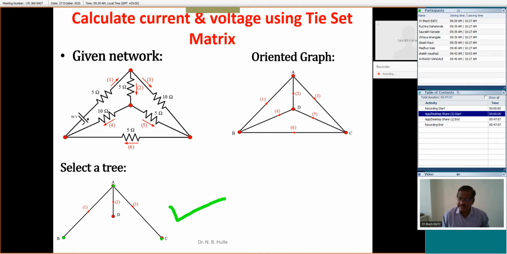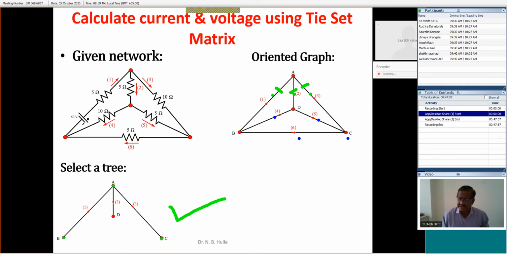This is the tree. If we have the tree with us, then first prepare the tie sets and then prepare the tie set matrix. How are the tie sets? Now here, this is branch number 1, branch number 2, and branch number 3. These 3 branches I have taken as a tree branch. Means the branch number 4, branch number 5, and branch number 6 are the co-tree branches. How many co-tree branches do we have here? We have 3 co-tree branches.